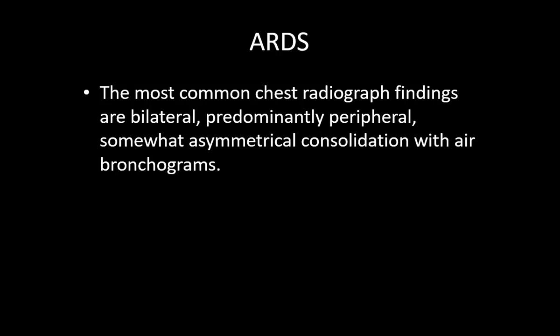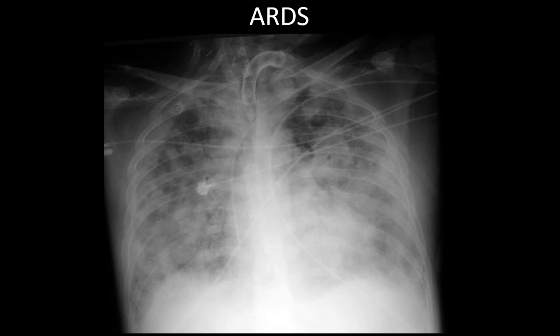Now ARDS. The most common chest radiograph findings are bilateral, predominantly peripheral, somewhat asymmetrical consolidation with air bronchogram. So this is how an ARDS X-ray looks. Radiologically, there are multiple inhomogeneous opacities present bilaterally, and the most likely diagnosis here is ARDS. What else do you see in this X-ray? There is a tracheostomy tube, apart from the other lines and chest leads.